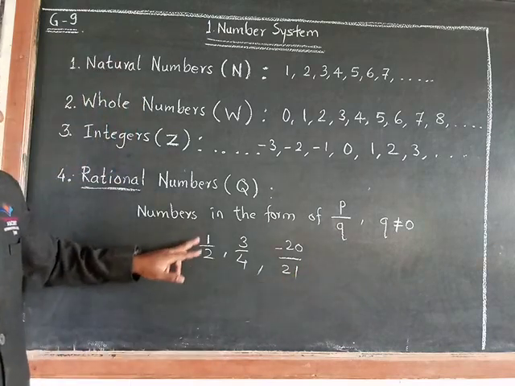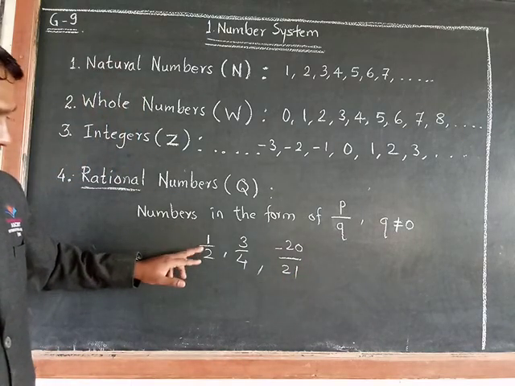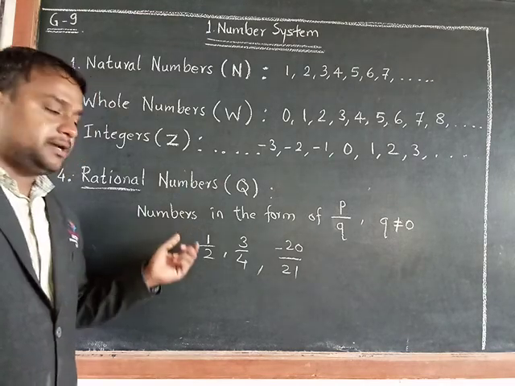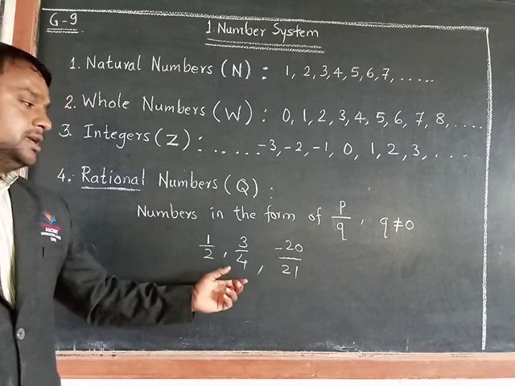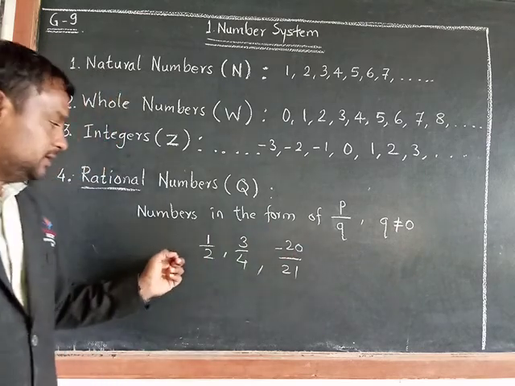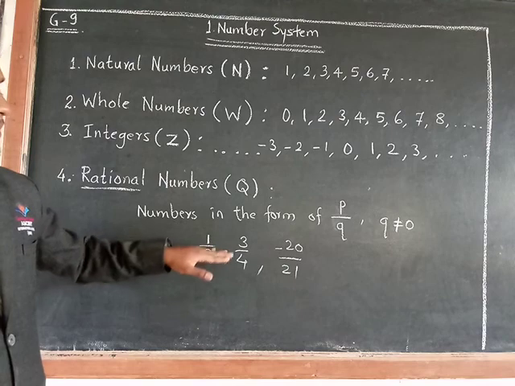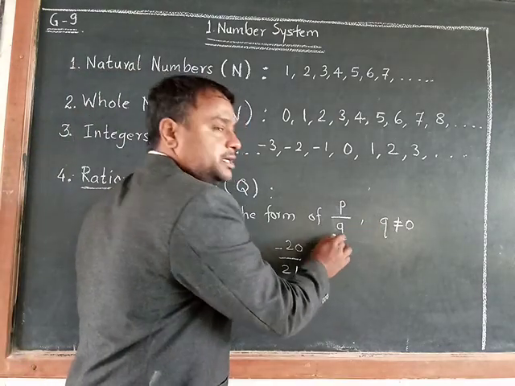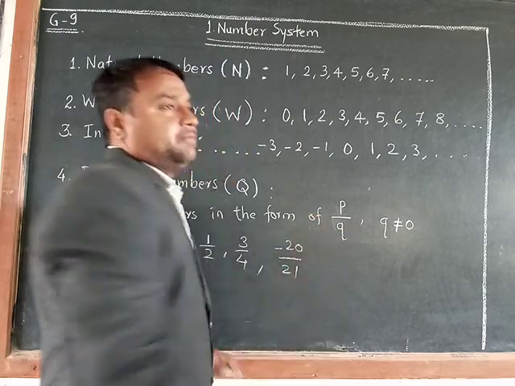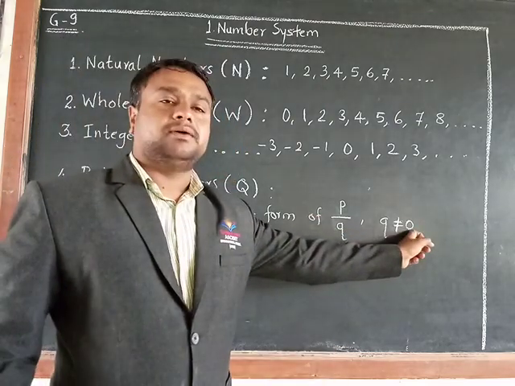You can see here 1/2, with a numerator and also a denominator over here. Here is also a numerator and denominator. So such a kind of number is in the form of P/Q, but here the denominator Q is never 0.